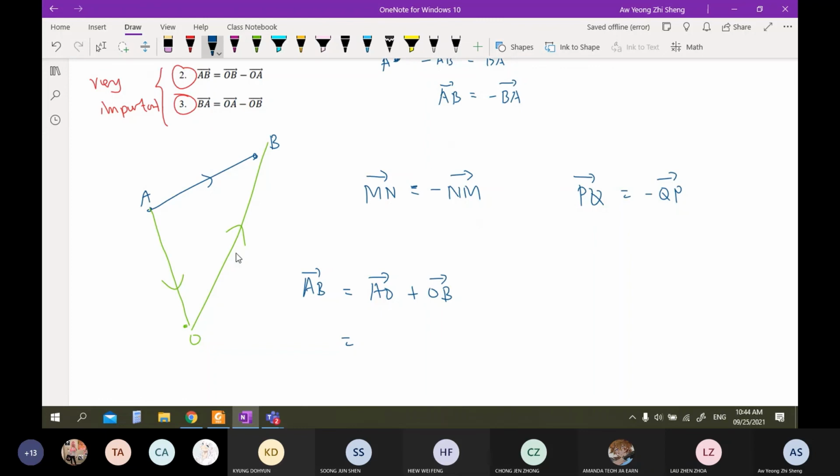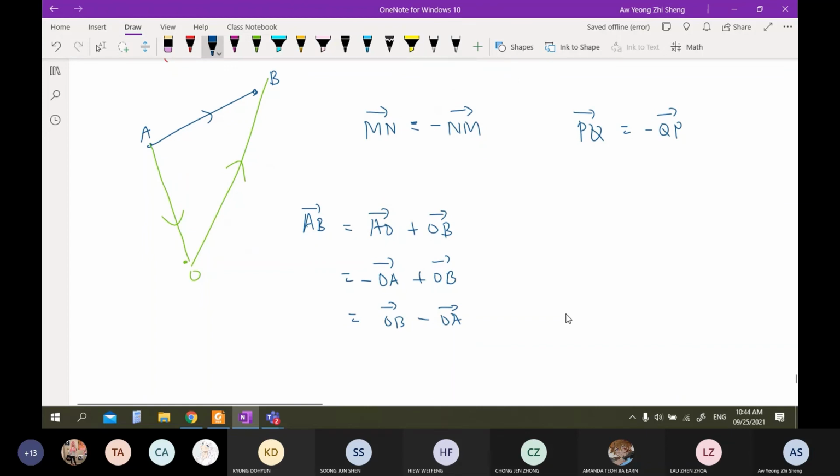But then according to property number 1, if I don't like to see AO, I like O to be in front, then I can write OA with a negative in front. Property number 1 allows us to interchange the order. Now I can rearrange these two terms. I can write it as OB minus OA. So this is a result that you need to understand and apply very frequently.